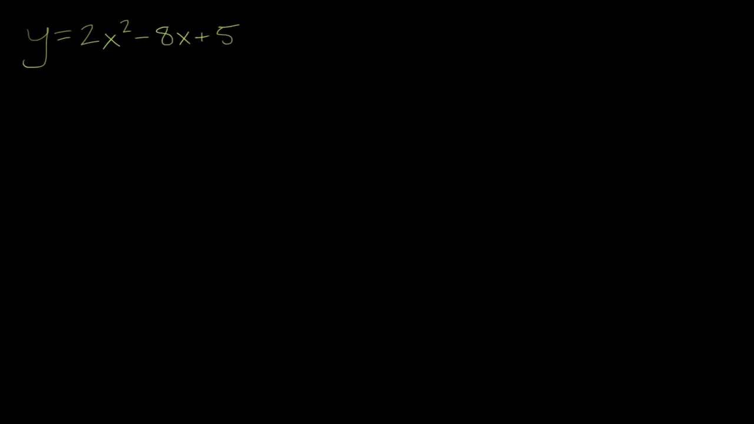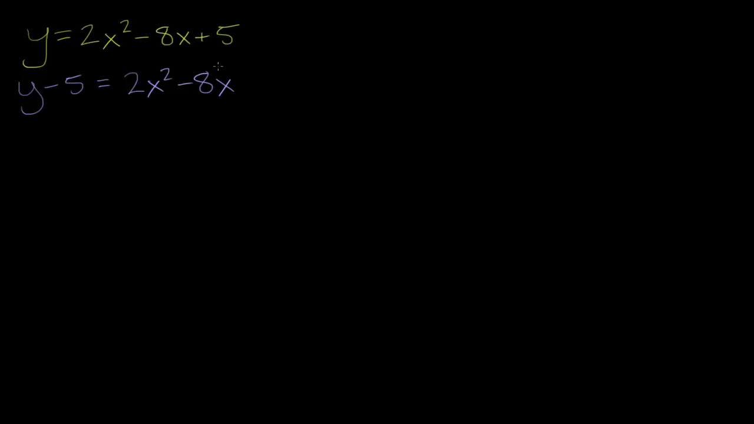Okay, so we actually start this the same way we would before, by moving the 5 to the other side. So y minus 5 equals 2x squared minus 8x. Here's where it gets a little bit different.